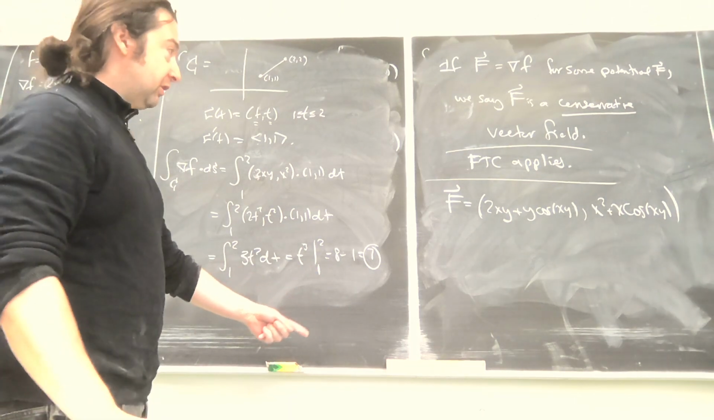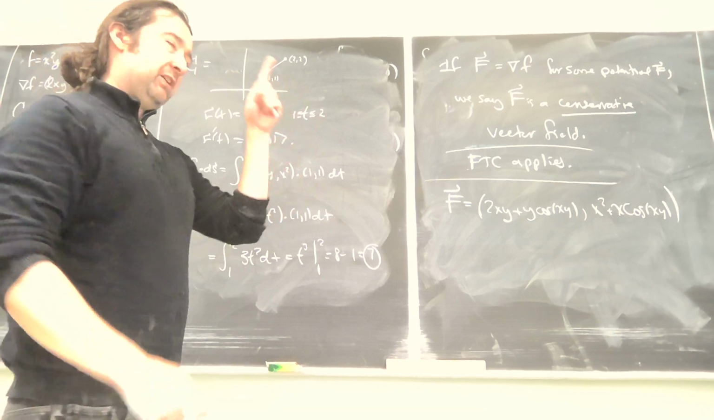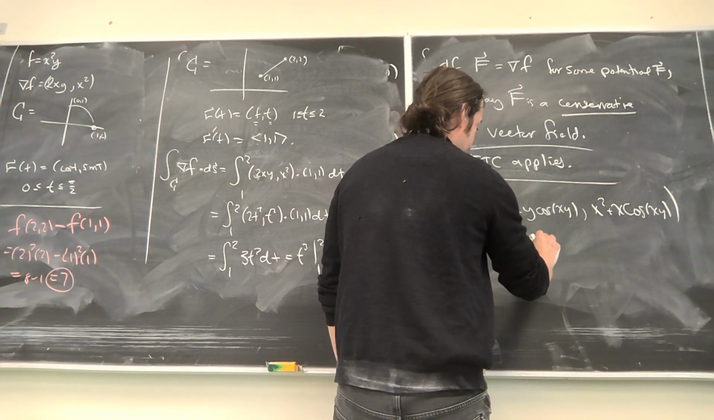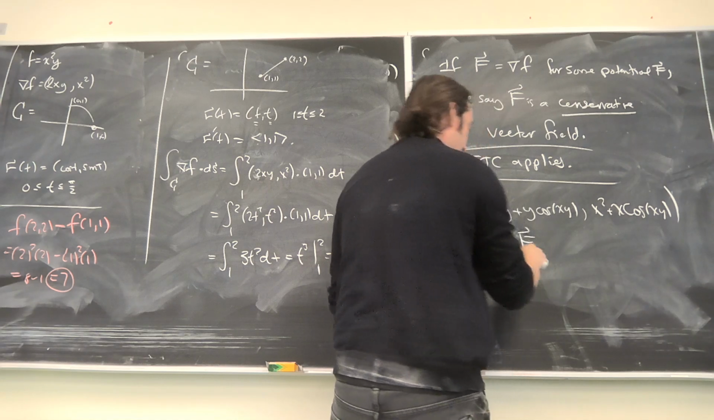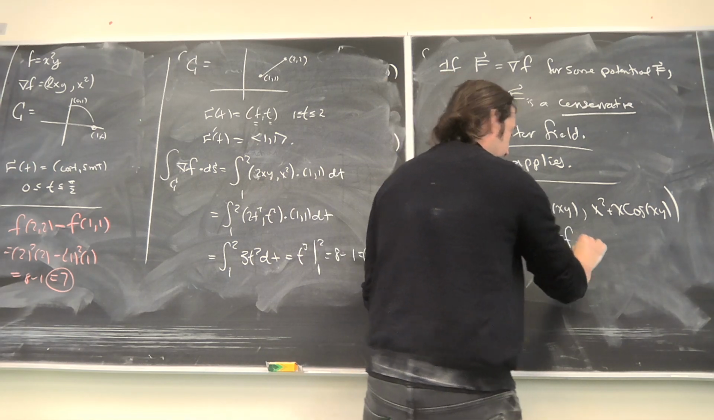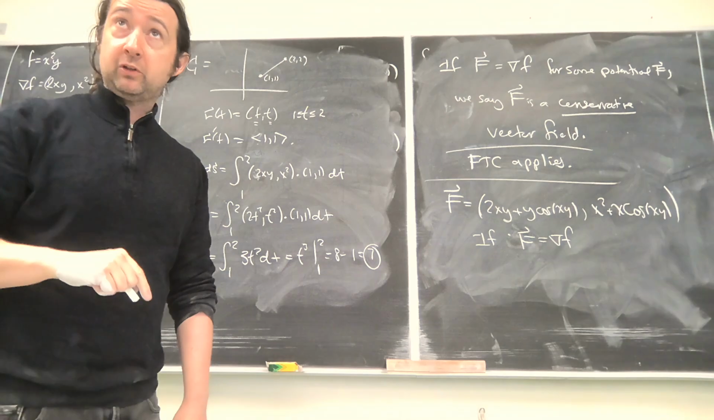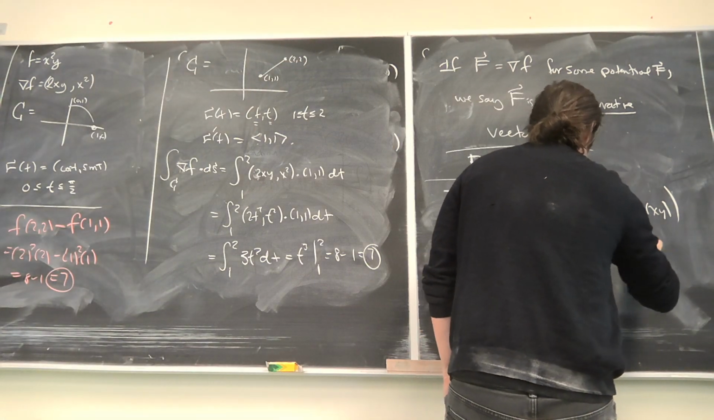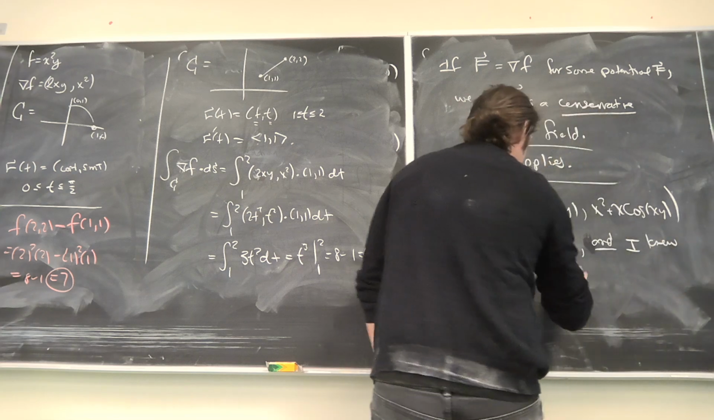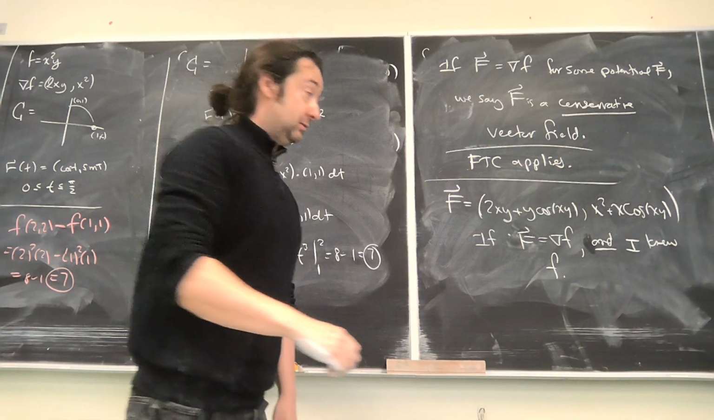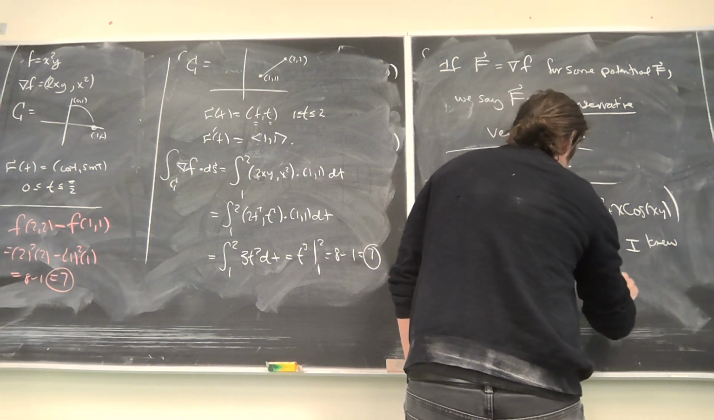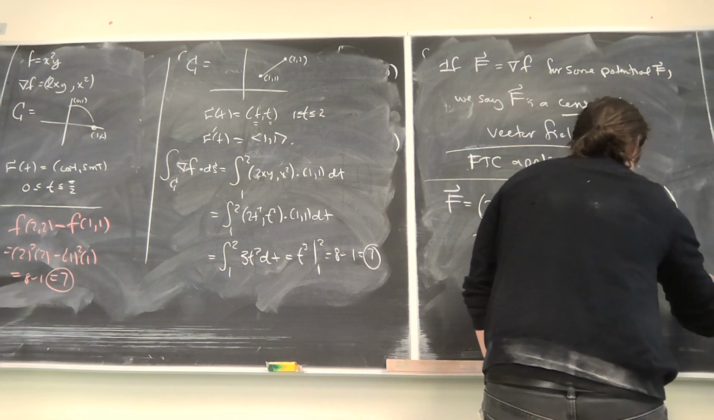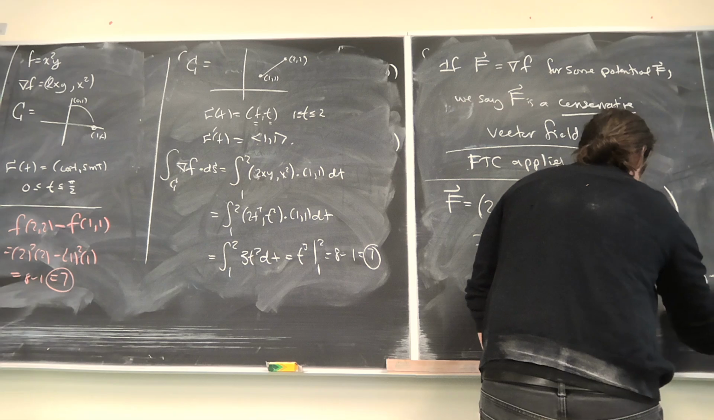If that was conservative, I could just, okay, so here's what your chain of logic should be. If it was the case that the gradient of that capital F here, our gradient field, was equal to the gradient of little f, if there was a potential function, and I knew what it was, then I could write down the integral over c of F dot ds is equal to f of the end minus f of the beginning.